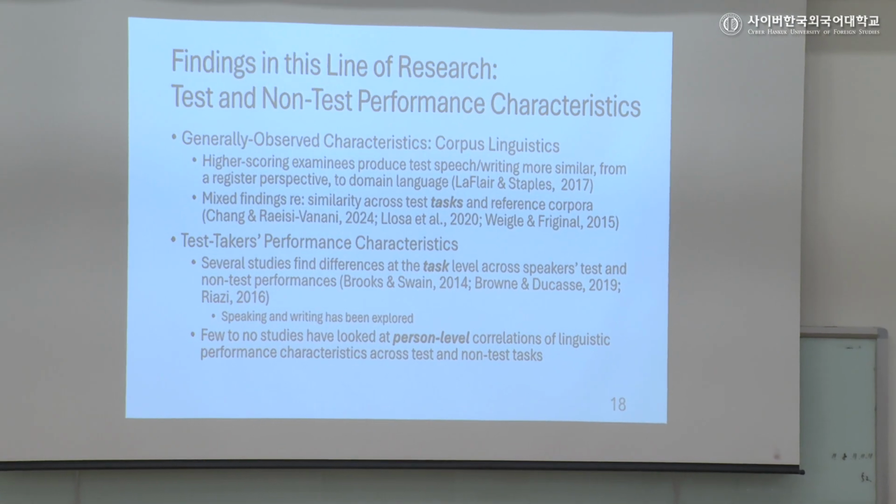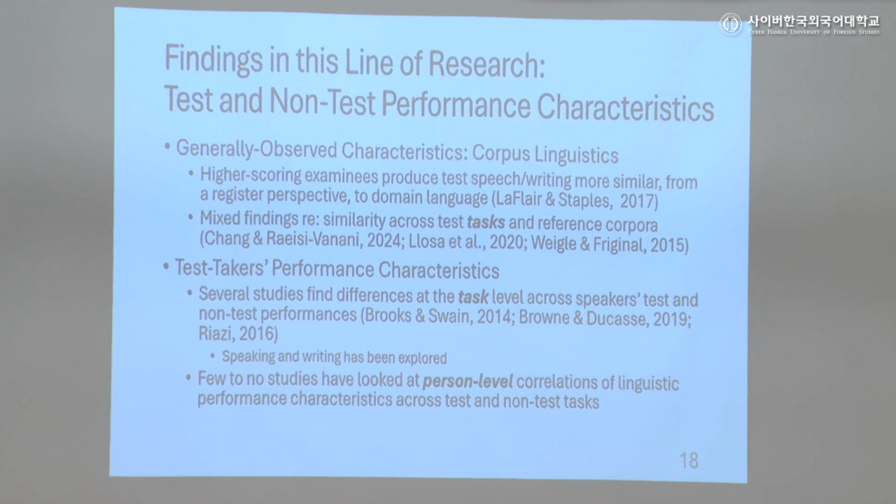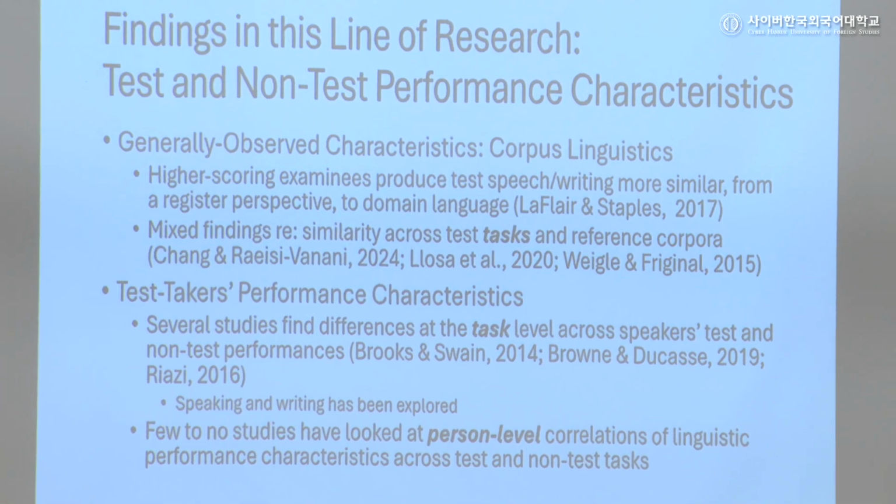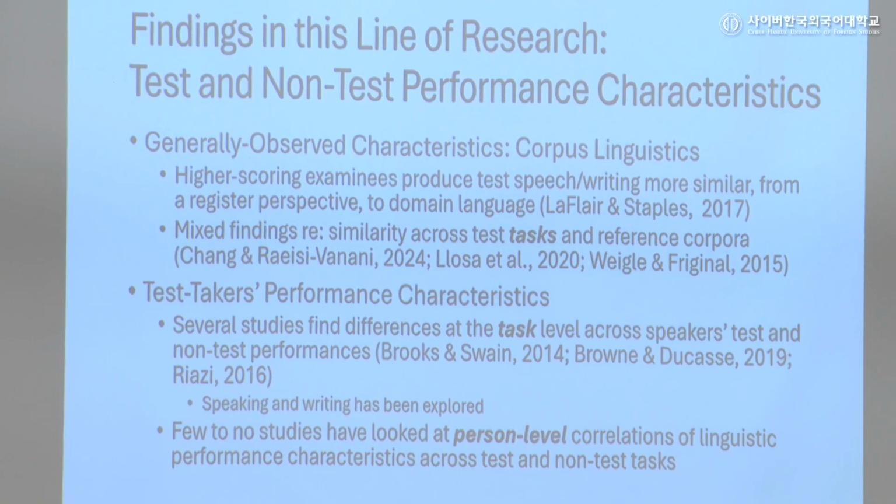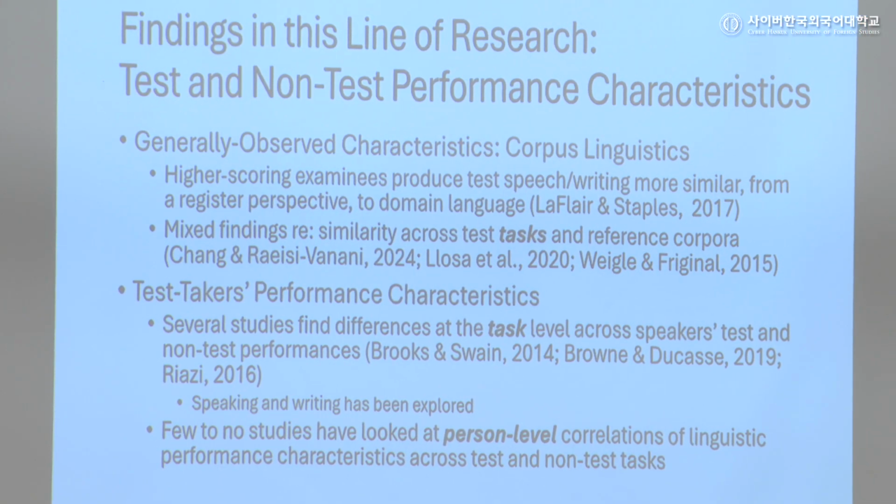Now, turning to test and non-test performance characteristics. For generally observed characteristics, where people compare test language to a corpus drawn from other people in the target domain, it's kind of mixed findings. Some studies have found that higher levels of performance, like on the Michigan test of English, are more similar to what people see in real-world academic and nursing contexts, which is a good sign. So higher scores, their register characteristics align a little bit better with the real world.